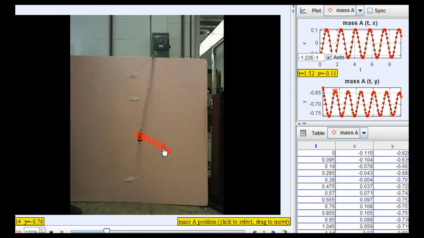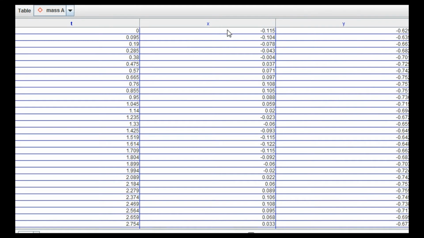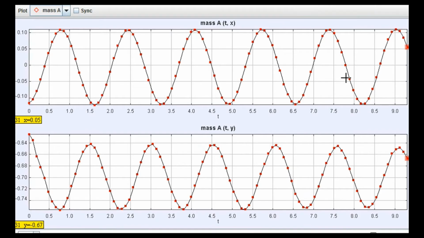As you see, it oscillates in both a left to right and an up and down motion. And if we look at the table of values for x and y position, we see the initial time and the initial x and y positions. If we go back, we can now look at the oscillations, both for the left and right and up and down directions. I found that in the x-axis, the oscillation period was 1.52 seconds, and on the y-axis, the up and down direction, the oscillation was 1.65 seconds.